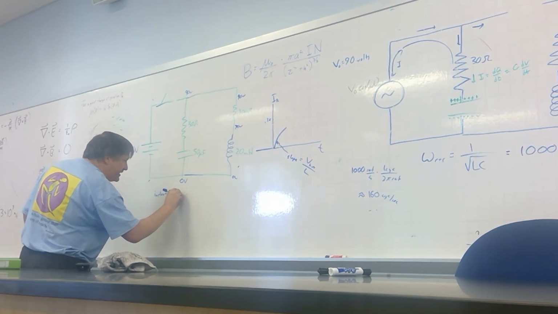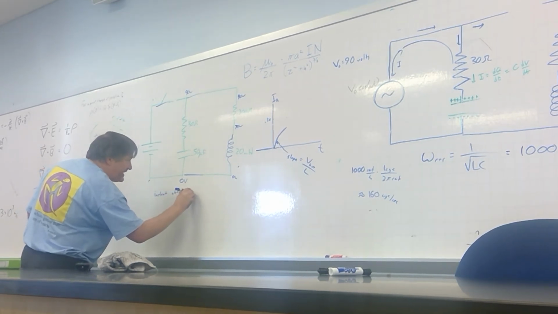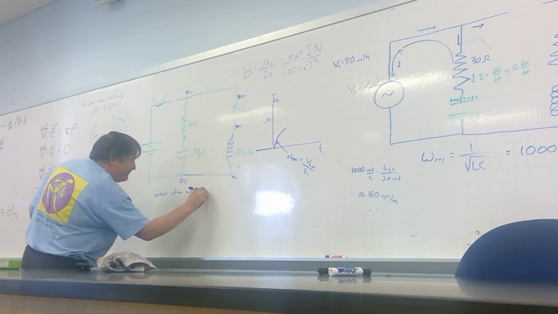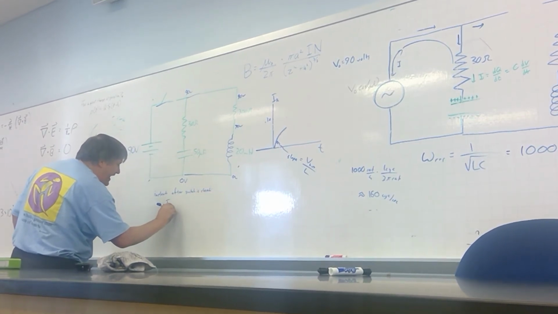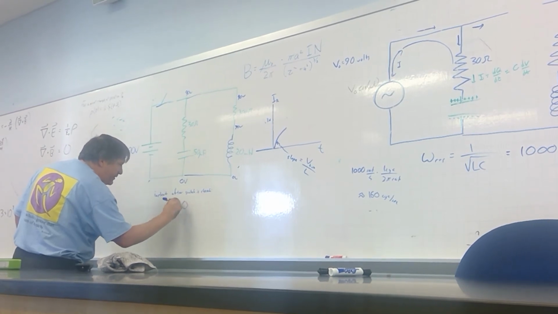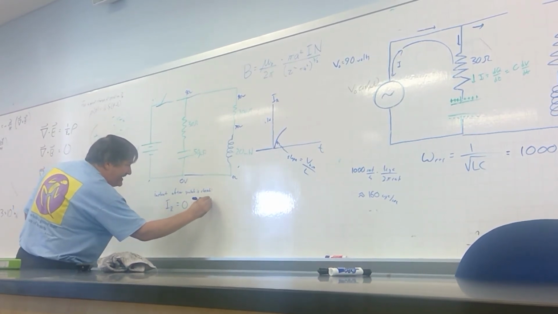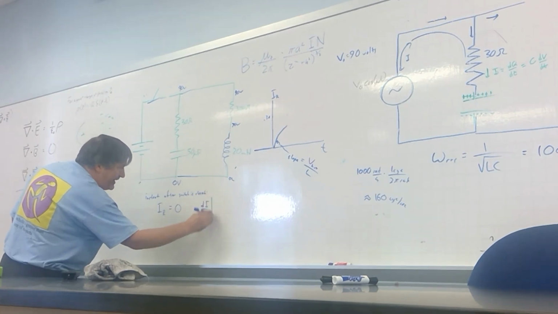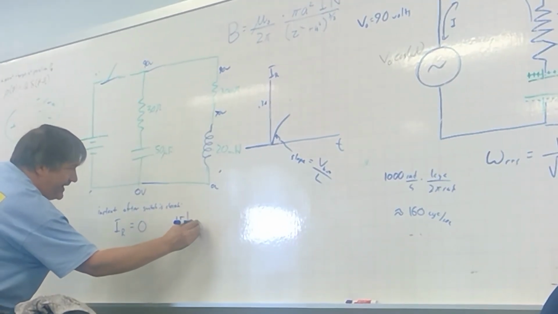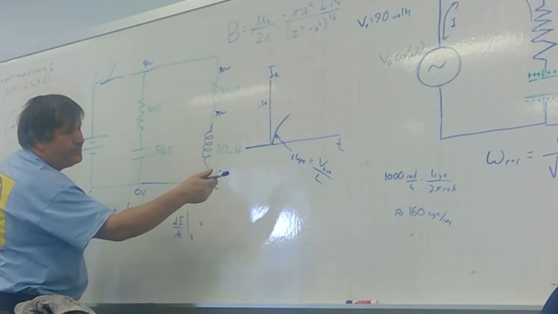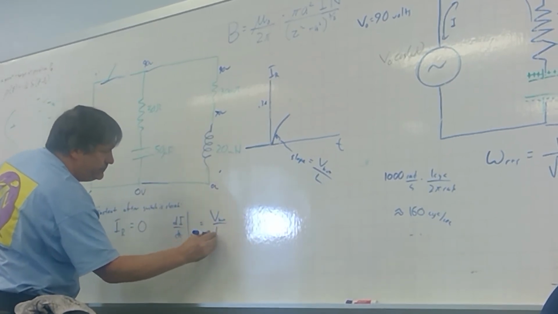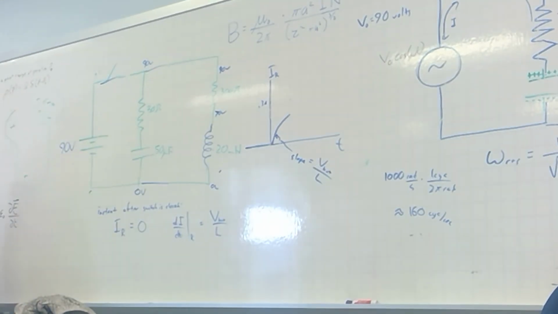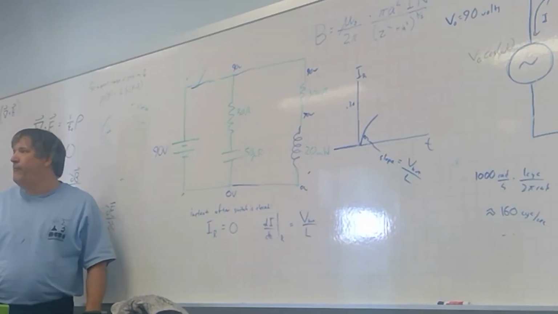But for the first instant after I close the switch, what are some things I can very easily calculate for you? We could say the current in the right-hand branch is 0. We could say dI/dt in the right-hand branch is the battery over L. How about the left-hand branch? What can you tell me the instant after the switch is closed?